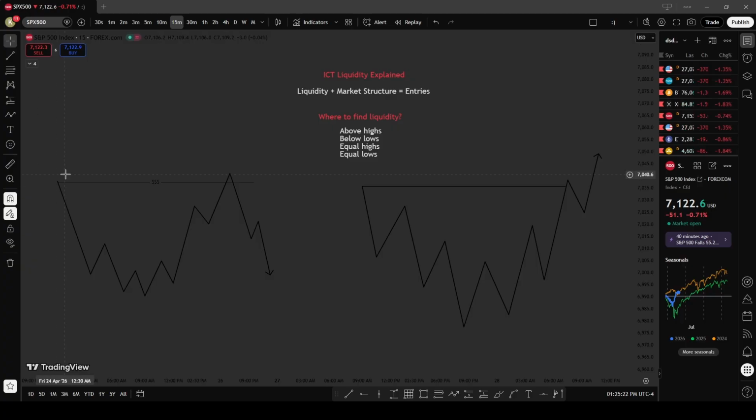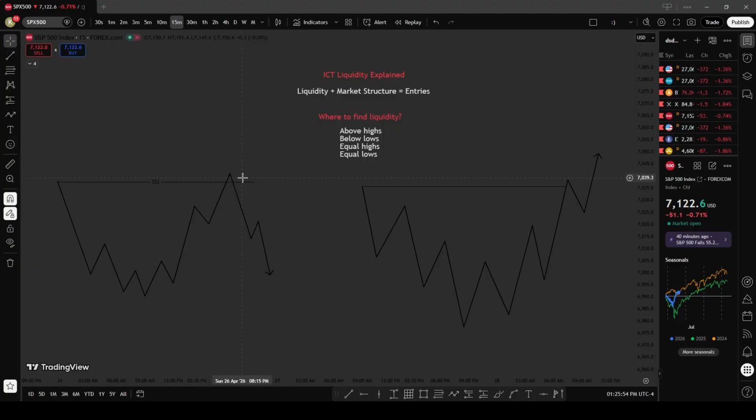So liquidity is usually found in obvious places. There are so many different levels, but the main ones you should be focusing on are above highs and below lows, or equal highs and equal lows. Like I said, there are so many more, but these are the most obvious, they're the easiest to spot, and they're the ones that you should be mainly focusing on when you're starting out. And the reason these four are most important is because that's where a lot of traders have their stop losses, and that's what the market targets.